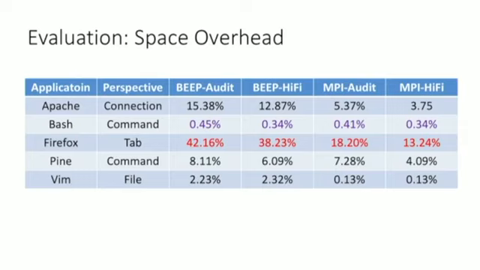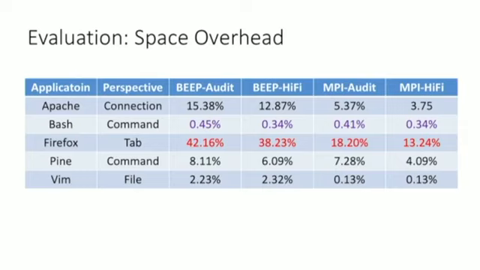The first column is the application. The second one is the partitioning we use, MPI. And the next two columns show the comparison with BEEP. We use two different provenance systems. One is the Linux audit system. The other one is Hi-Fi, another very popular provenance system, just published in ACSAC 2013. And the last two columns show the numbers for MPI on the two different provenance systems.